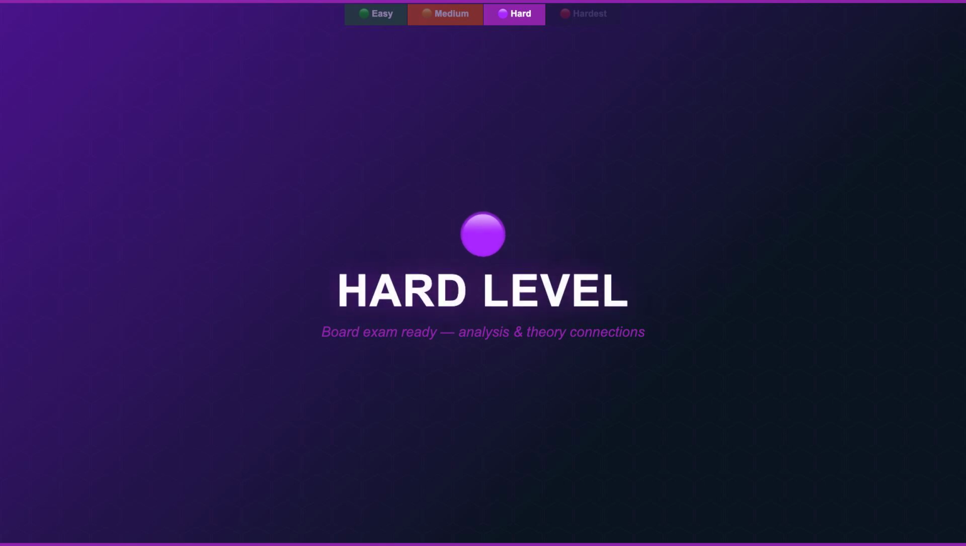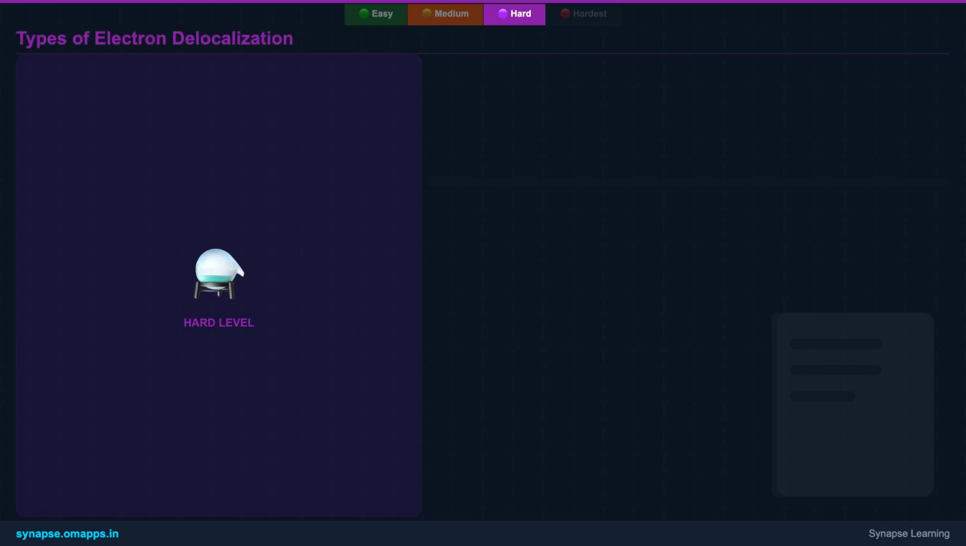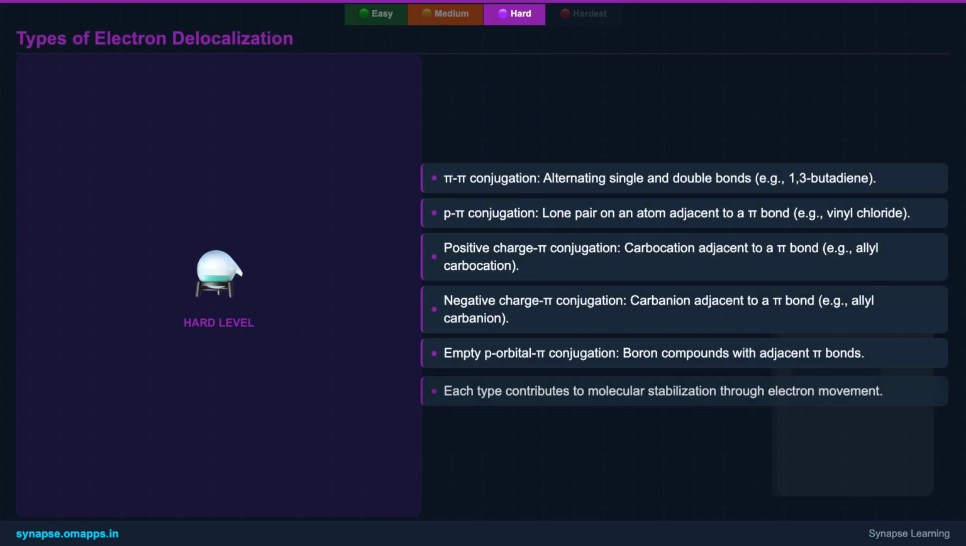Excellent! You're building a strong foundation. Now, let's tackle the hard level, where we'll explore more intricate aspects of resonance. Resonance isn't a one-size-fits-all concept. Electron delocalization can occur in several distinct ways.